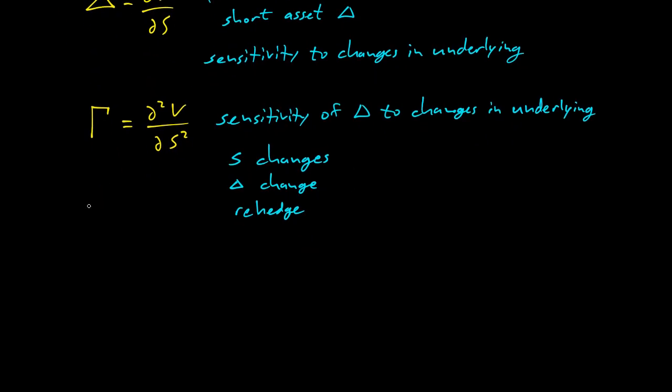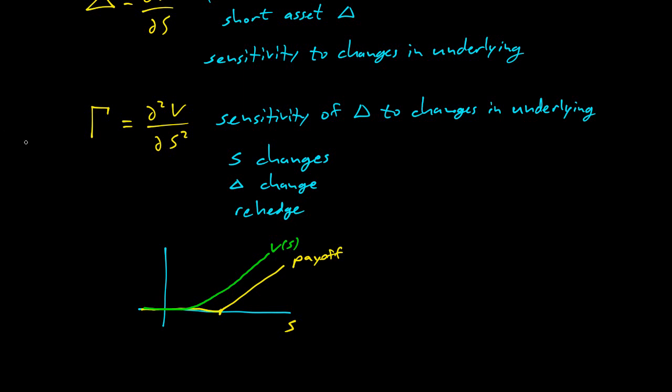So let's draw a little diagram, trying to make this visual. Here is S. And first, I'm going to draw the payoff. Here's the payoff. This is a call option. So here's the strike price. Now I'll draw the value of the option before the payoff. That's not very good. I'll do that again. So this is V of S. So it's sort of a curve here.